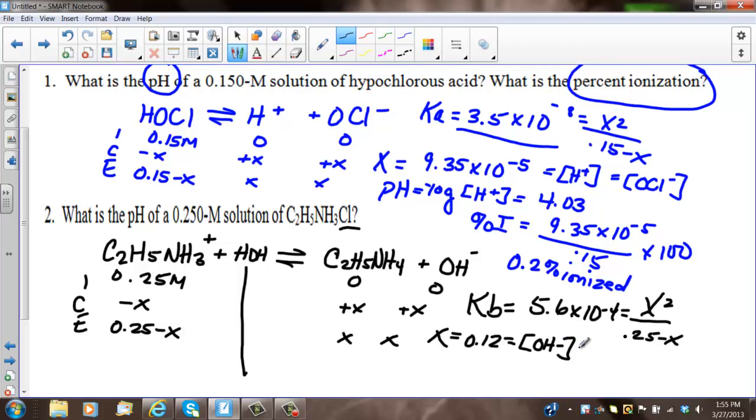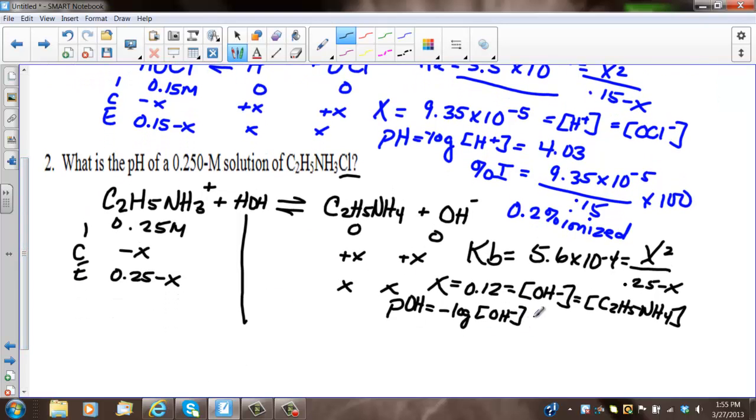It's also equal to the conjugate acid concentration, but we're really not interested in that right now. We're only interested in the OH. And we know that the pOH is equal to the negative log of the OH- concentration. So therefore, the pOH is equal to the negative log of 0.12, which is going to give us a pOH equal to 1.9, and therefore 14 minus my pOH is going to give me a pH equal to 12.1. So it certainly is basic.